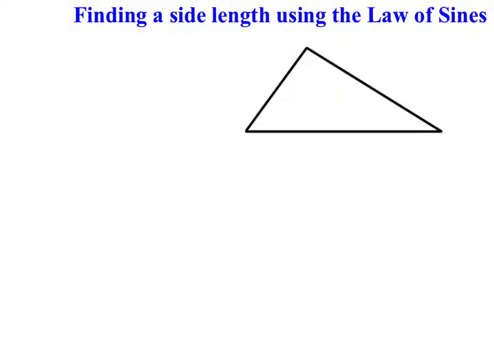So now we're going to talk about how to use the law of sines to find a side length. In order to do this, we're going to need to know at least one side length. So let's say we happen to know that this is 7. Now, let's say this happens to be the shortest side length.